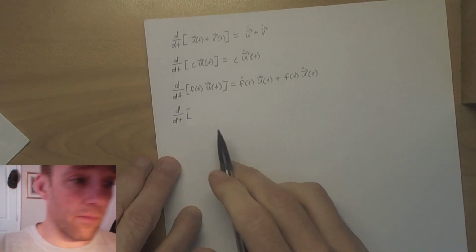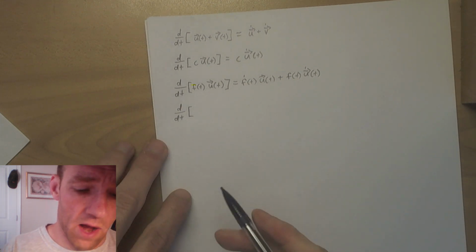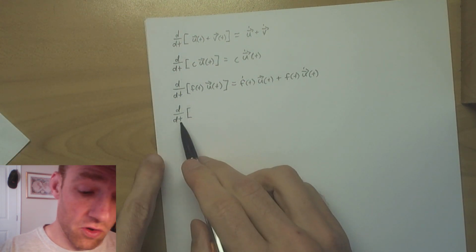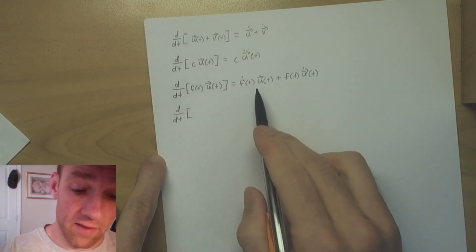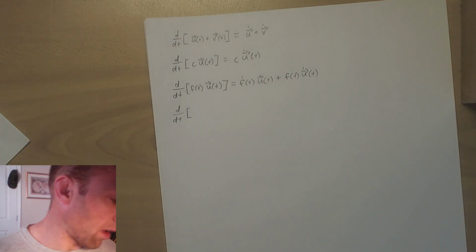So t is a parameter here. It's a very common parameter. It usually stands for time in our case, but this could just as easily have been s. So we could be taking these derivatives with respect to s, and the same rules apply.